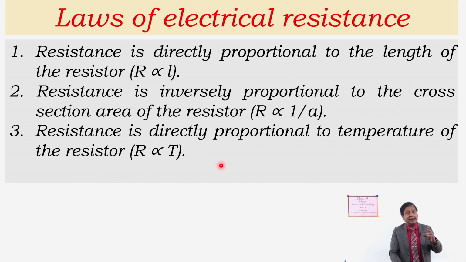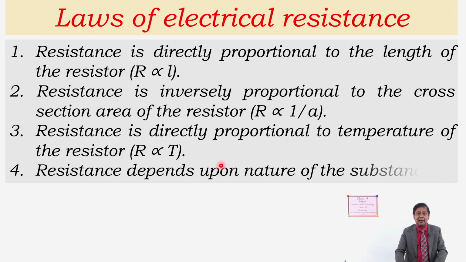Now next, resistance is directly proportional to the temperature of the resistor. What does it mean? If we use a 10 centimeter long nichrome wire of 10 degrees Celsius temperature in the circuit, its resistance will be less in comparison with a 10 centimeter long nichrome wire of 40 degrees Celsius temperature. If the temperature of the same resistor is more, then resistance will also be more, and if the temperature of the same resistor is less, then resistance will be less. That's why resistance is directly proportional to the temperature of the resistor.